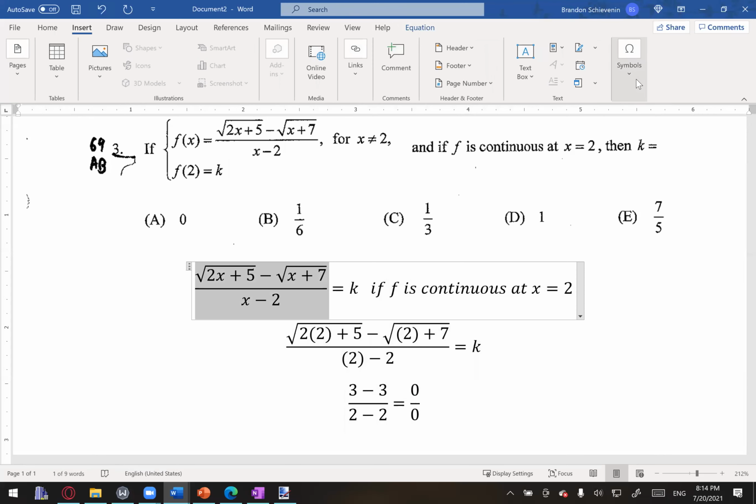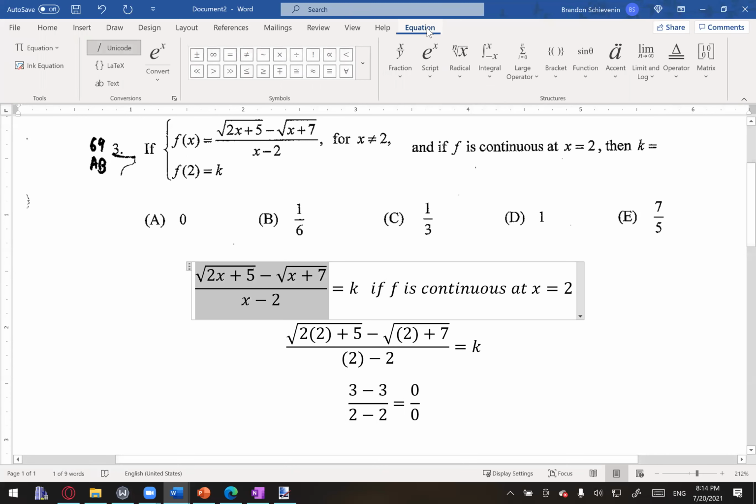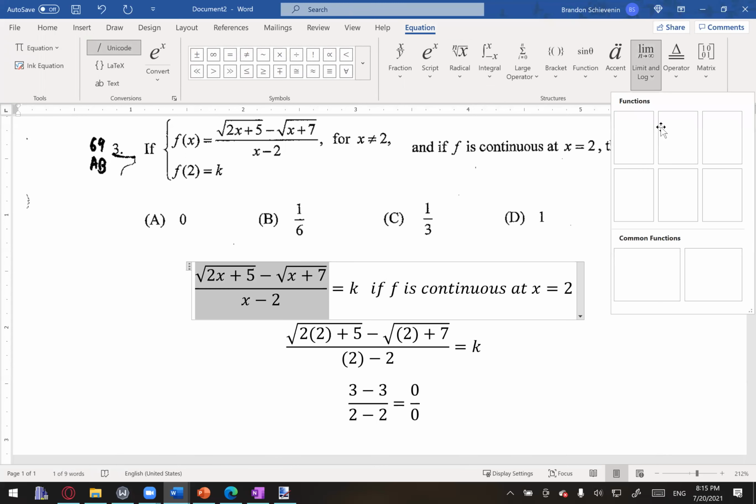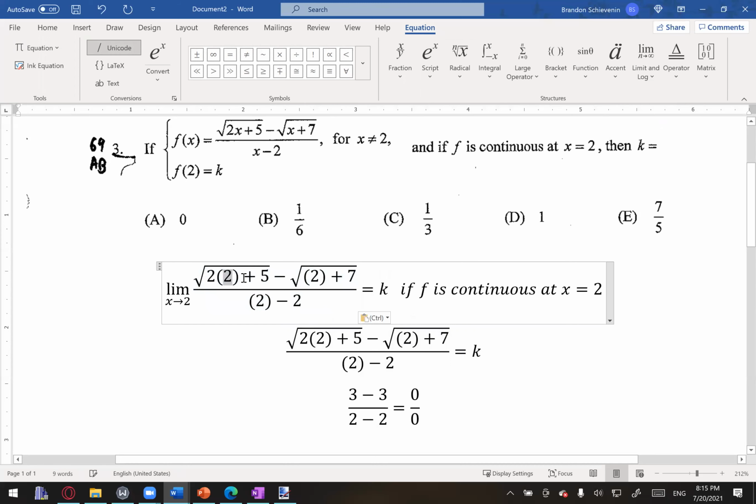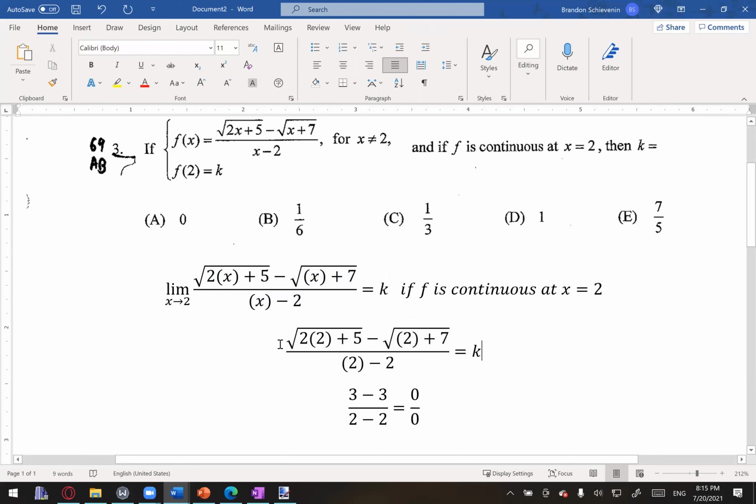K is equal to the limit as x approaches 2 of our original function here. If we just plug in 2, we get 0 over 0. So I'm going to have to try again in order to figure out what this limit is using L'Hospital's rule.